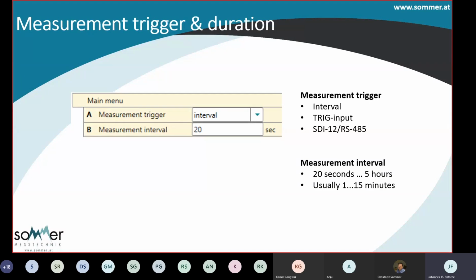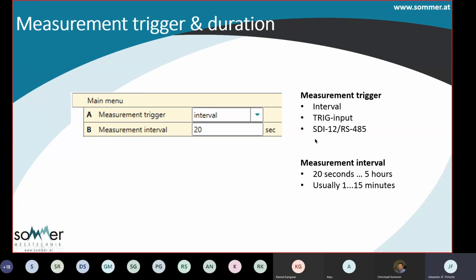So you need to set the measurement trigger. How is your measurement started? You have these selections here. You can select an interval with this option. The RQ instrument has its own measurement interval. For example, here the interval is 20 seconds, so the RQ takes a measurement every 20 seconds by itself.